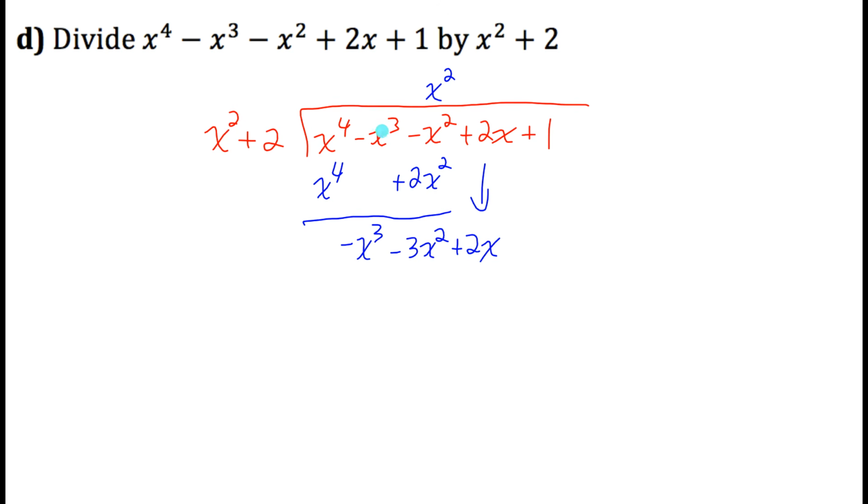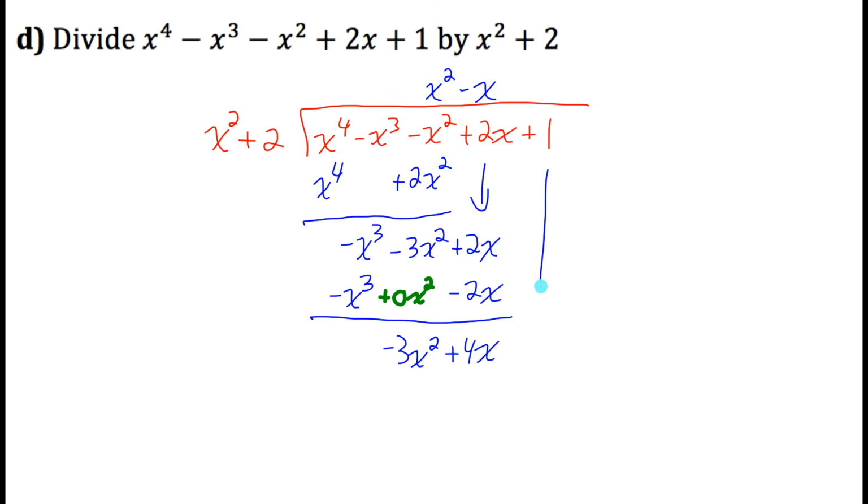So negative x cubed divided by x squared is negative x. Multiply that negative x by the divisor, and I get negative x cubed minus 2x, making sure I line it up with its like term. And then subtract like terms. The negative x cubes are gone. Negative 3x squared, I'm taking away nothing from it, so it's still there. And if it helps, you could have written here a plus 0x squared, but you don't have to. And 2x minus negative 2x is 4x. Bring down the 1, and we have one more round of division to do.